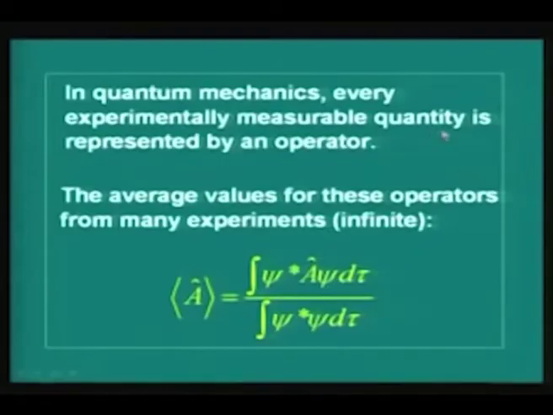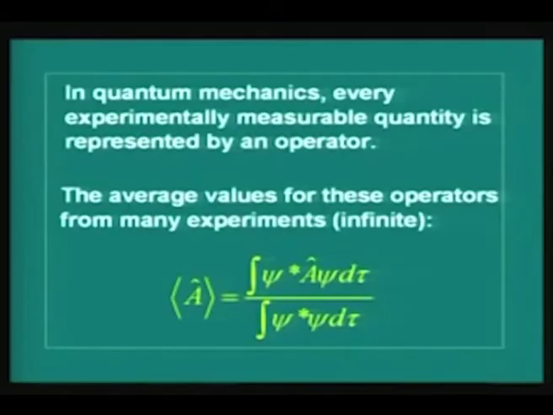Remember that in quantum mechanics, every experimentally measurable quantity is represented by an operator. This is a statement from the first lecture. The average values in that lecture also was given as the integral psi star, the operator corresponding to what you are measuring, psi d tau divided by the integral psi star psi d tau. How do we do this for a particle in a one dimensional box? What is the average value for the position of the particle?